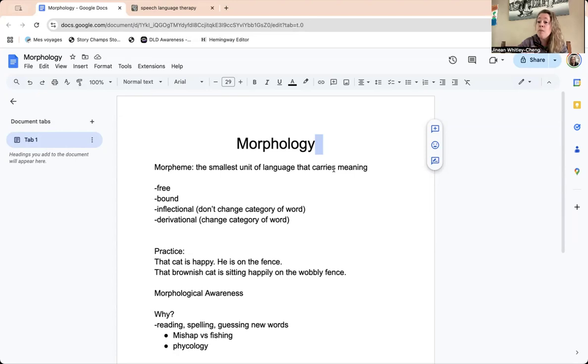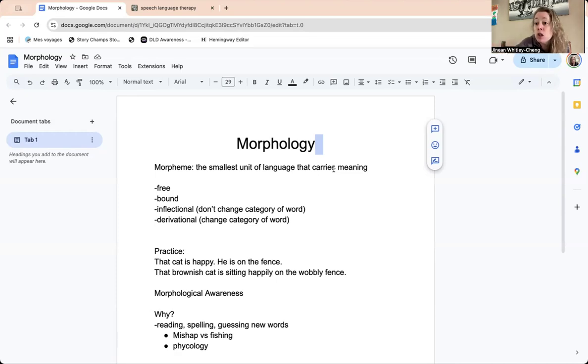Then we have what we call bound morphemes. These are parts of words that do carry meaning, but they're not a word by themselves. So that would be like the plural S. So let's say I say whales, that has meaning, right? If I say whale, and then I add on the S, whales, that has a different meaning than just whale, because that plural S means that there's more than one. So there are different kinds of bound morphemes. Let me give you one more example.